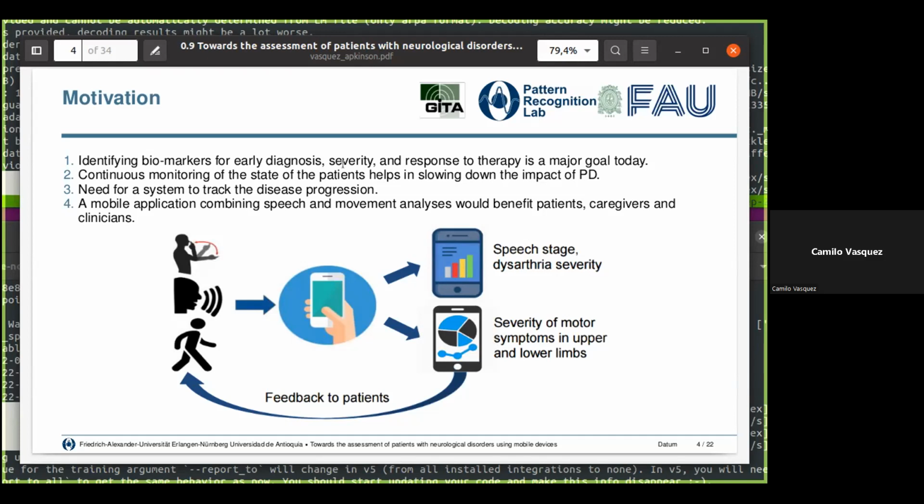So we saw a need for a system to track the disease progression continuously through time, like every day. And how to do that? Principally with a mobile application that combines speech analysis and movement analysis, with the aim to benefit patients, caregivers, and clinicians. The main aim of the app is to collect speech data and movement data from the patient. The app does some processing of the signals that are collected and gives feedback to the patient about their current health state, either their neurological state or their disorder severity in speech.